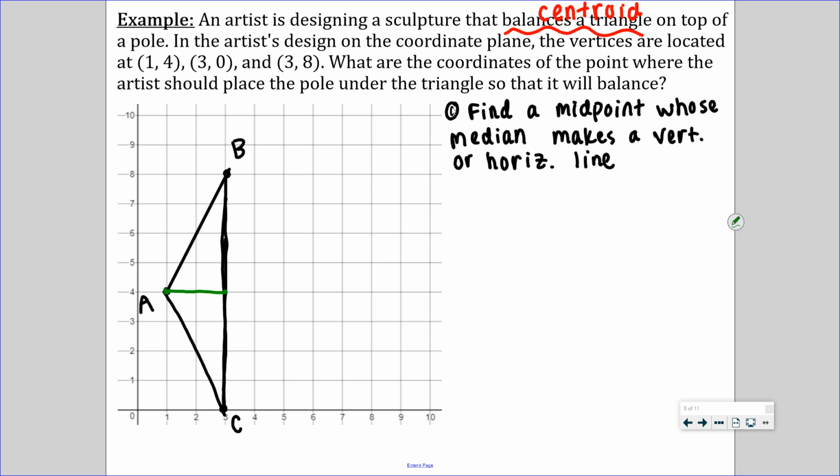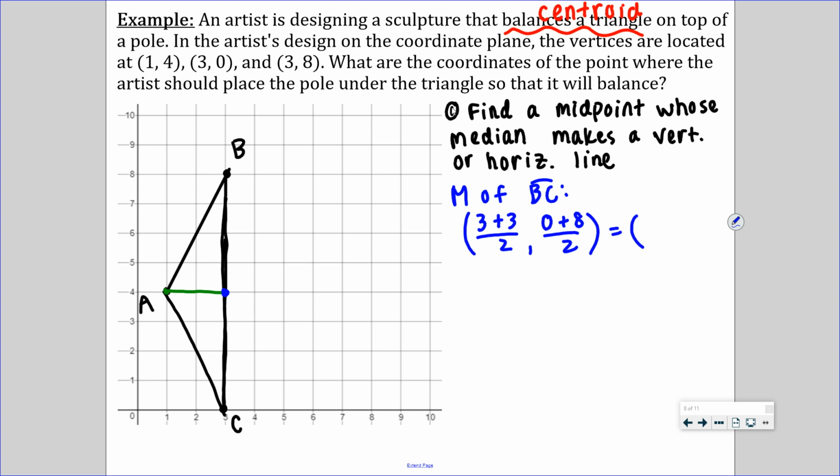Right? And I know we can all visualize what the midpoint of BC is, but in case it's not a nice horizontal or vertical line, let's just refresh how we'd find the midpoint of BC with our midpoint formula, which is: average the x-coordinates. So let's see, 3 plus 3 over 2. Average the y-coordinates, 0 plus 8 over 2.